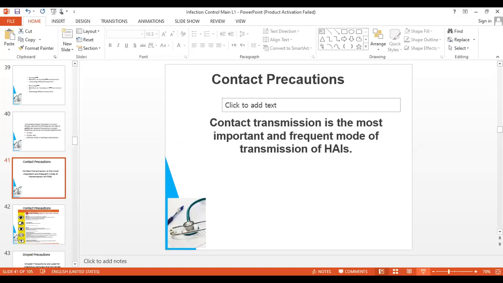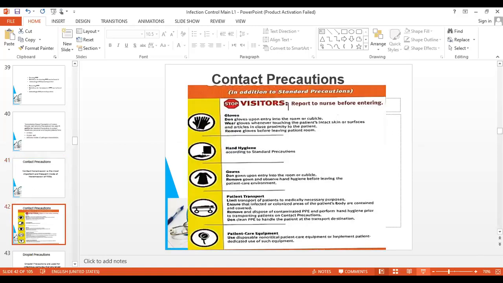If we are suspecting or expecting contact with the patients, we have to add contact precautions. So the contact transmission is the most important and frequent actually mode of transmission of health acquired infections. So in order to add to the standard precautions, these precautions بالنسبة للcontact يعني expected infections, we have to add some extra precautions.